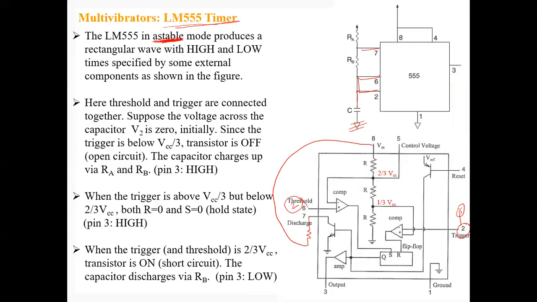And also 6 is connected to a resistor, and that is connected to this guy, right? So this is your RB, this is your RA. When you have the connection like this, then this 555 works in astable mode, okay?